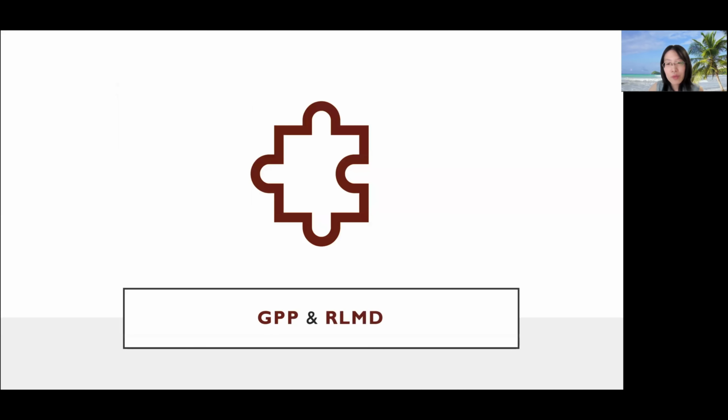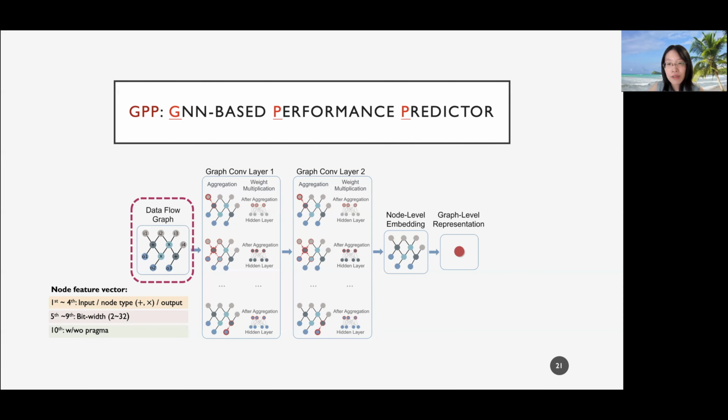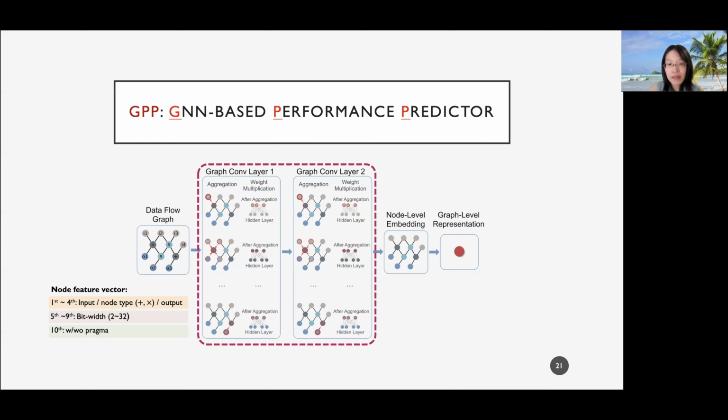Now I will introduce more details of our gene-based performance predictor GPP and RL-based DSE engine RLMD. Given a DFG extracted by our code transformer, each node is encoded into a 10-dimension node feature vector that represents a node type, the data precision, and whether a pragma is applied on this node. Then this DFG is passed through graph convolutional layers.